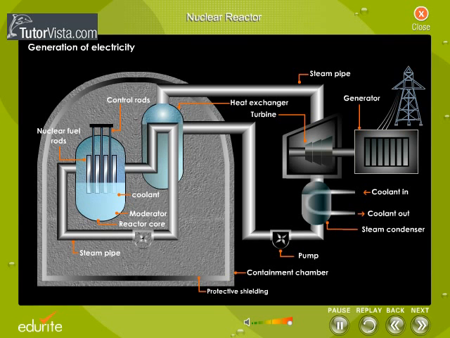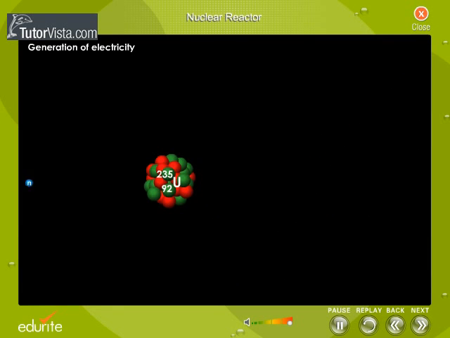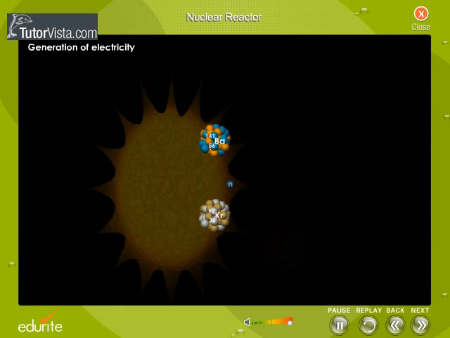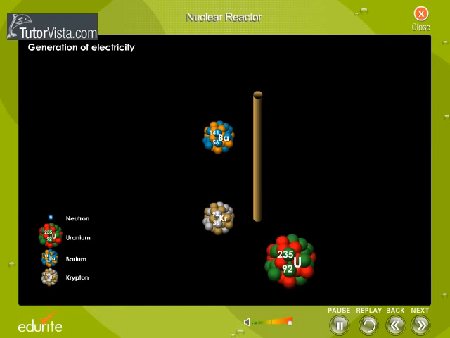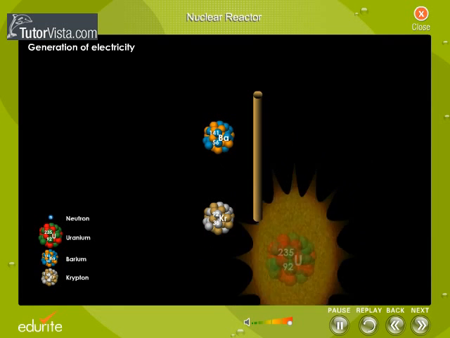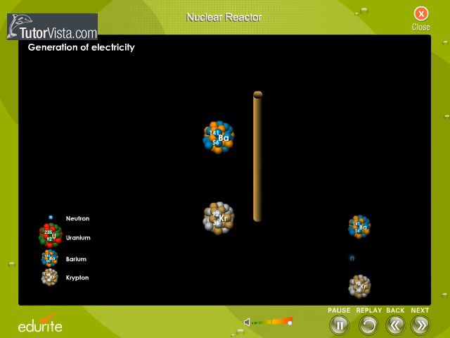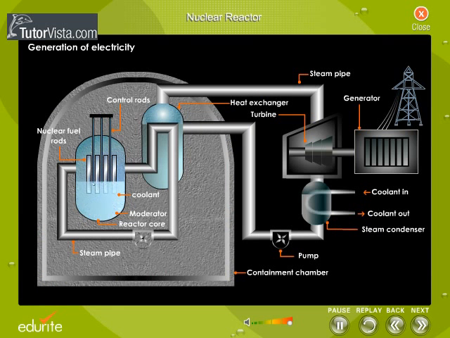Generation of electricity. When neutrons strike U-235 rods, it splits into barium, krypton, and neutrons. The position of the control rods is adjusted in such a way that only one neutron is left behind to continue the chain reaction. At this stage, the reactor attains criticality.